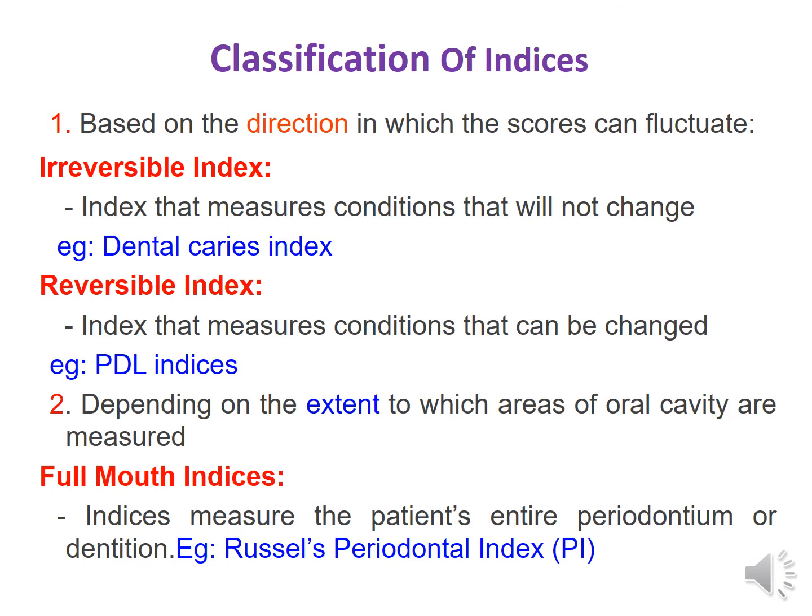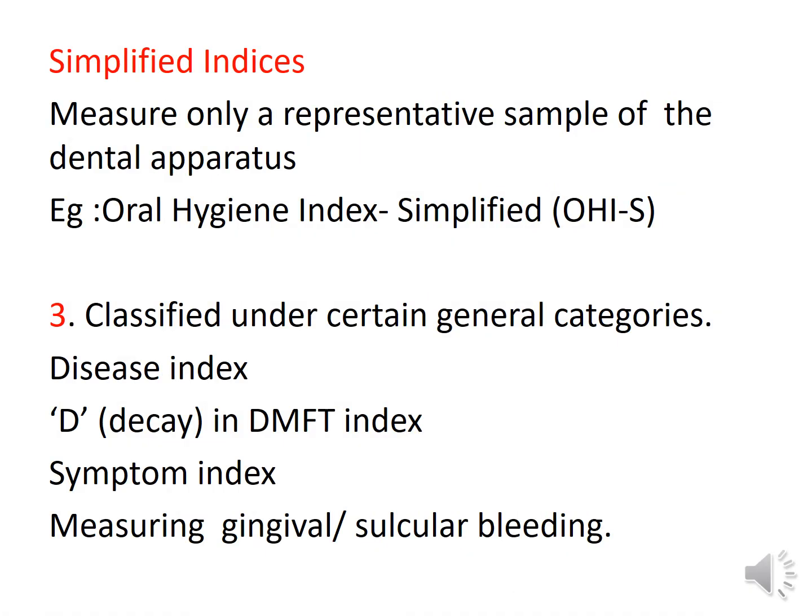2. Depending on the extent to which areas of the oral cavity are measured. Full mouth indices measure the patient's entire periodontium or dentition. Example, Russell's periodontal index or PI. Simplified indices measure only a representative sample of the dental apparatus. Example, oral hygiene index simplified, OHIS.